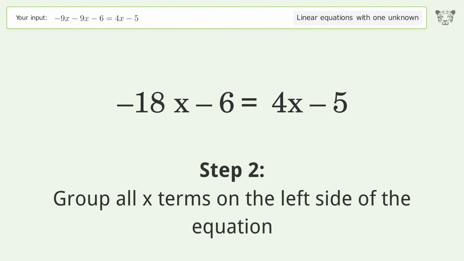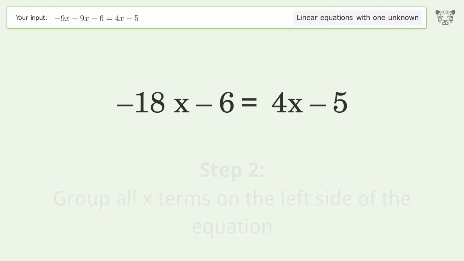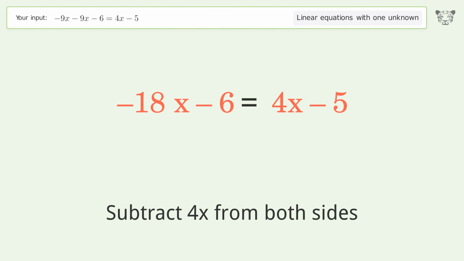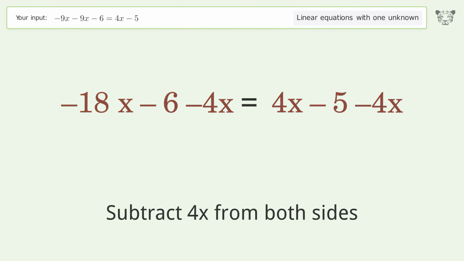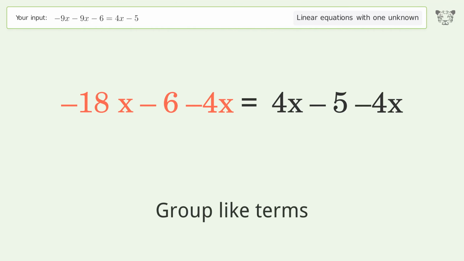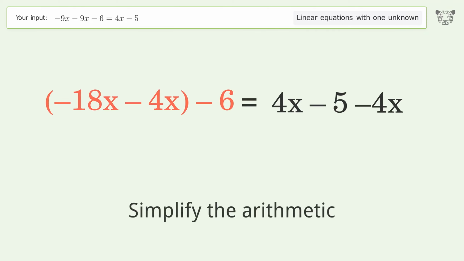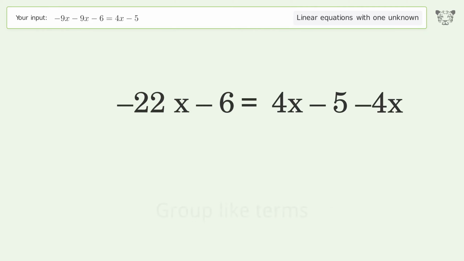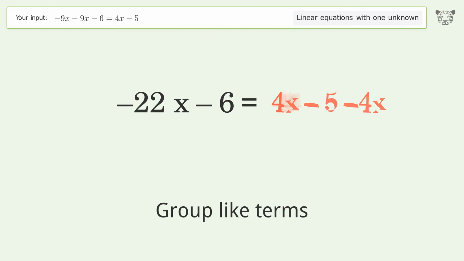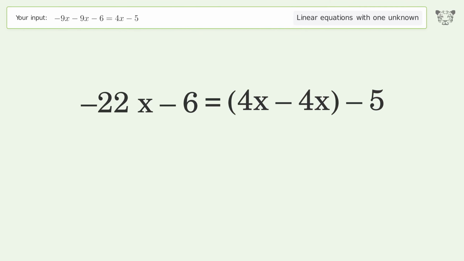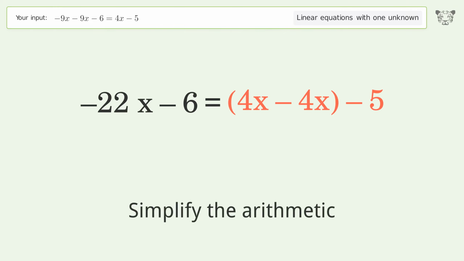Group all x terms on the left side of the equation. Subtract 4x from both sides. Group like terms. Simplify the arithmetic. Group like terms. Simplify the arithmetic.